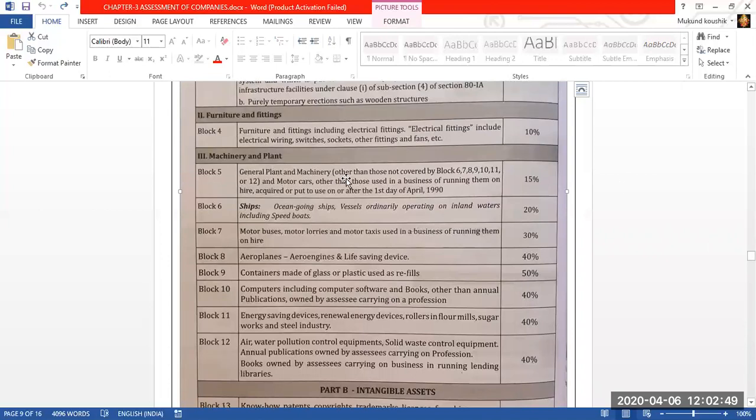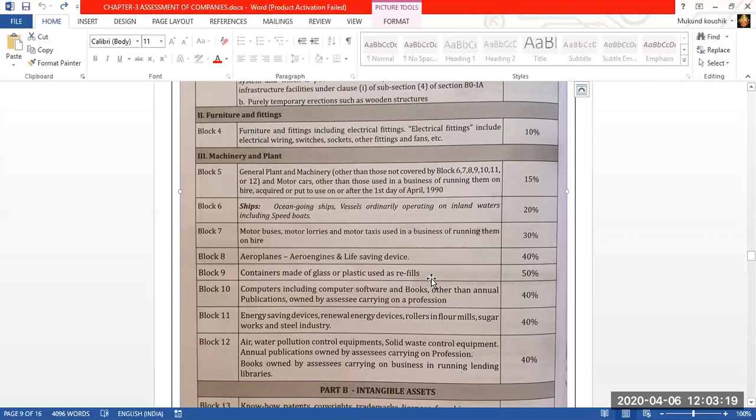Then again, the third category under tangible assets, that is part A, is plant and machinery. In case of general plant and machinery, the rate of depreciation charged is 15%. In case of all the vehicles like boats, steamers, ships or any other vessels which travel on water surfaces, the rate of depreciation charged is 20%. In case of all the commercial vehicles or public transport systems like buses, motor lorries or taxis, the rate of depreciation is 30%. In case of aeroplanes and aero engines and other life-saving devices and apparatus, the rate of depreciation charged is 40%.